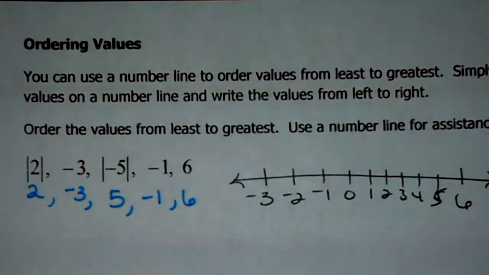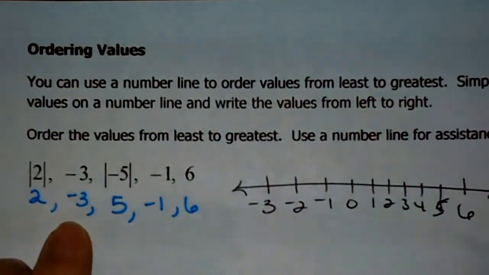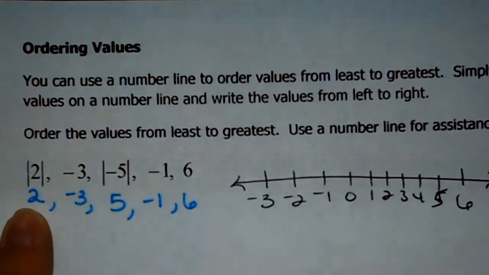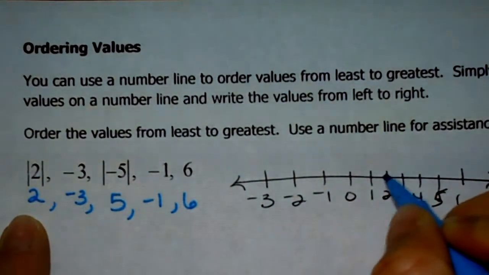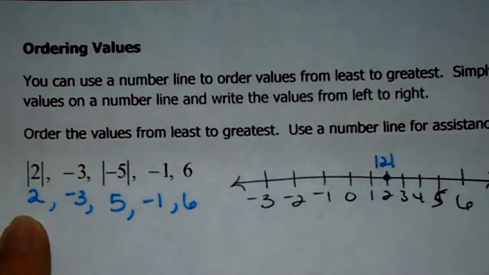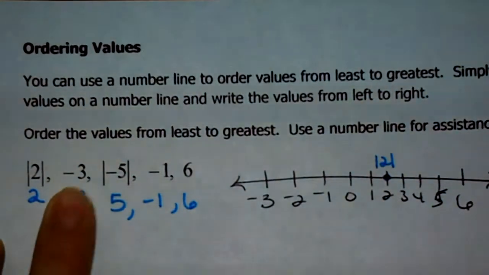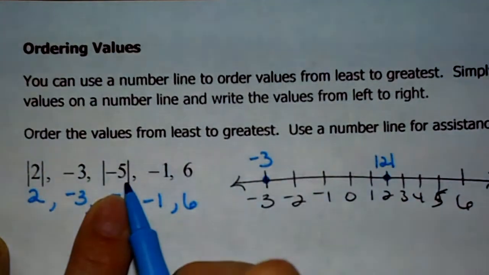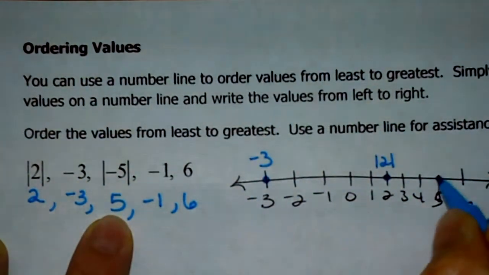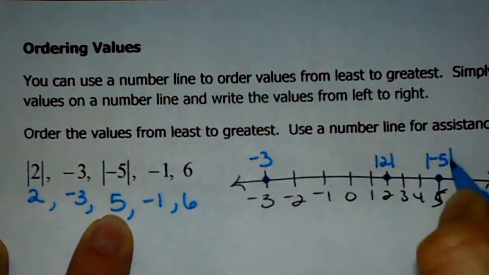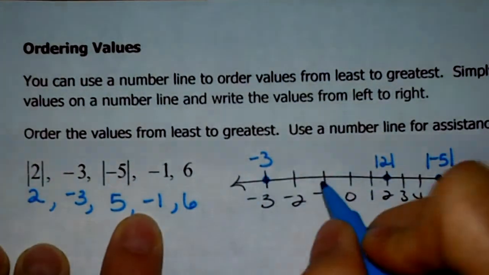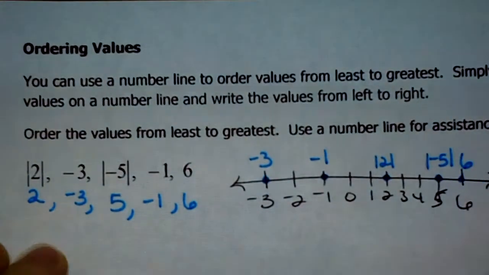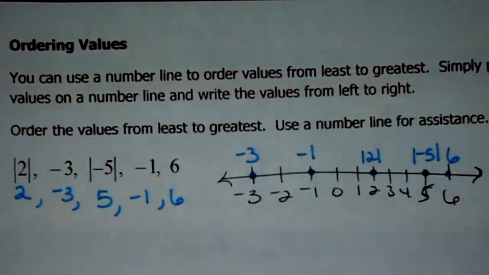All right, so we need to place all these values on here. So if I was going to place the absolute value of 2 on here, it's worth 2, so it would be right here. So I'm going to write it right above it, the way it was originally. Then I have a -3. We have the absolute value of -5, which is 5, so that's over here. We have a -1, and we have a +6. We just placed all those values on the number line, right?